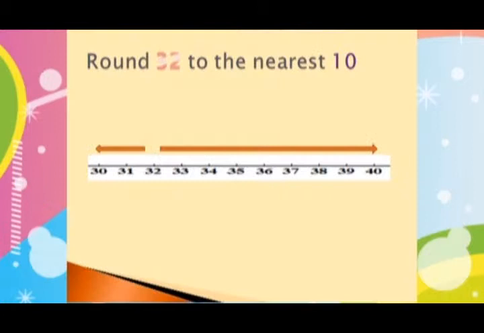Now we'll be using the number line to round numbers off to the nearest 10. Let's look at this example. Round 32 to the nearest 10. 32 falls between 30 and 40. Which of those two numbers is it closer to? It is closer to 30. Therefore, 32 rounded to the nearest 10 is 30.